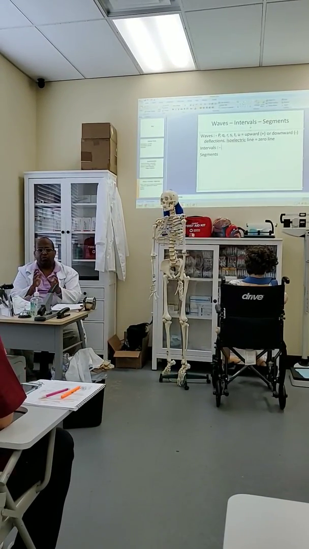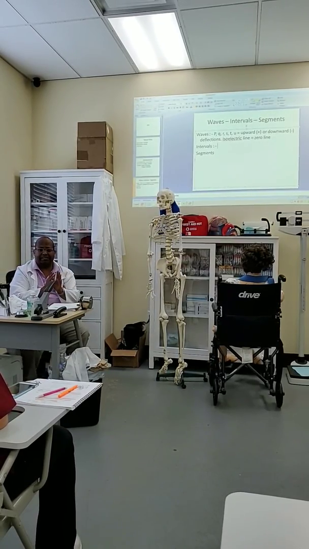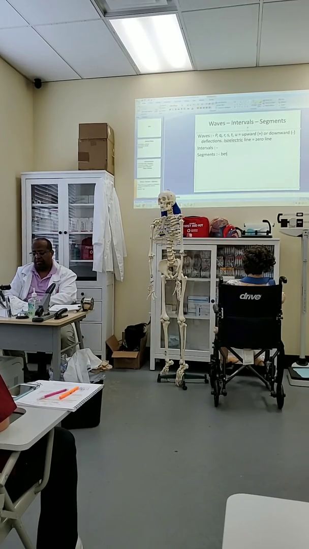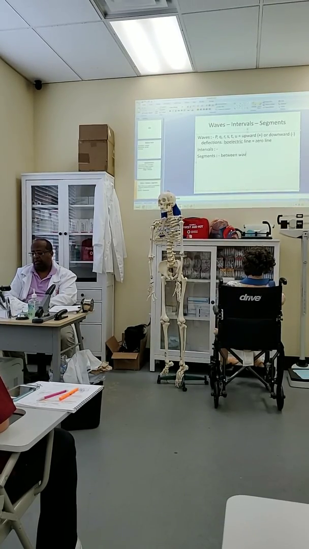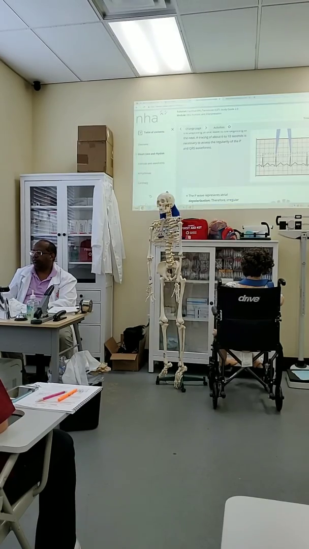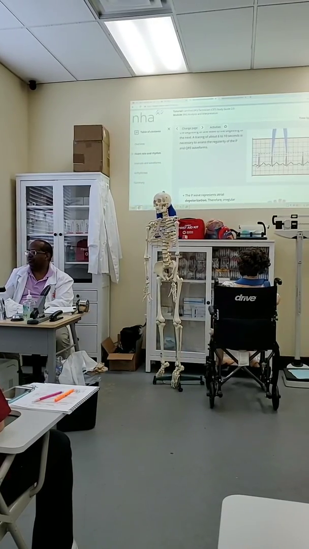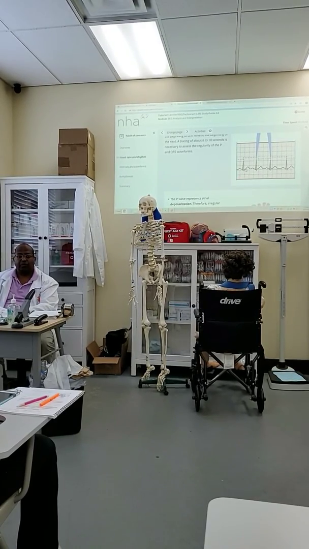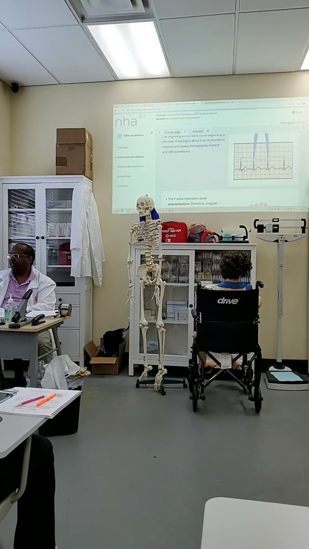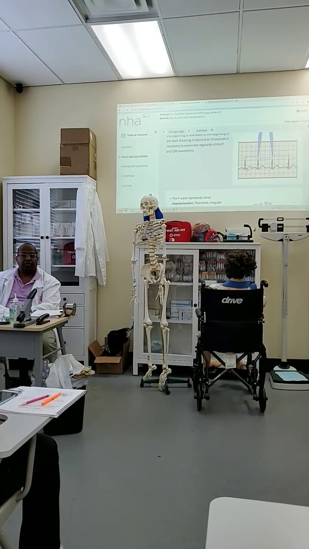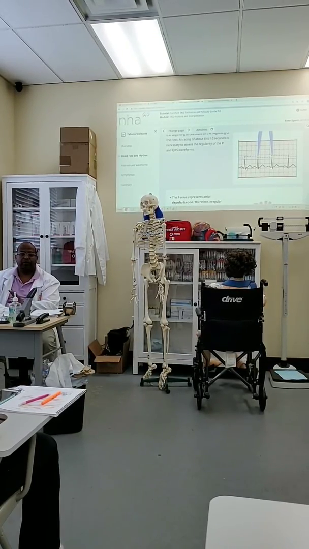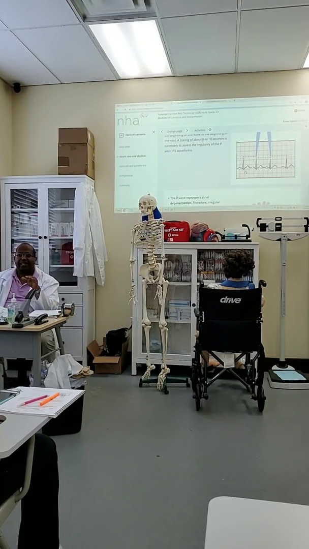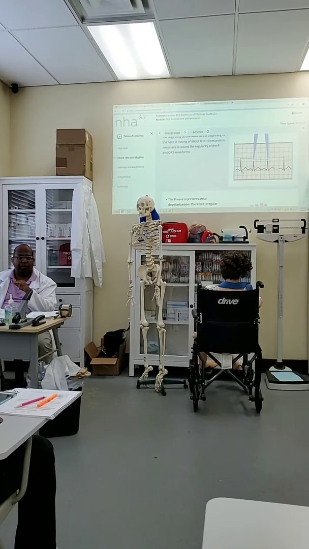Now between waves there are what we call segments. Segments are between waves. Can you see this small flat line here, this line without waves? This line and this line are called segments. They don't have any waves. So segments are the lines without waves.